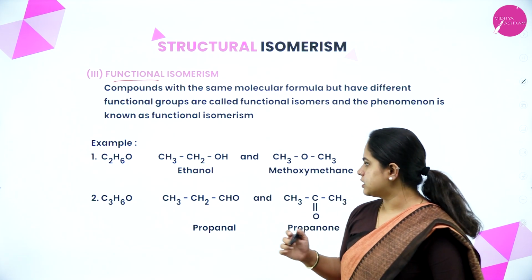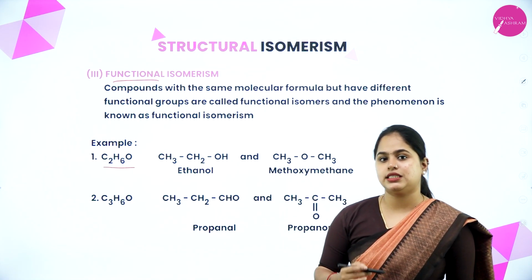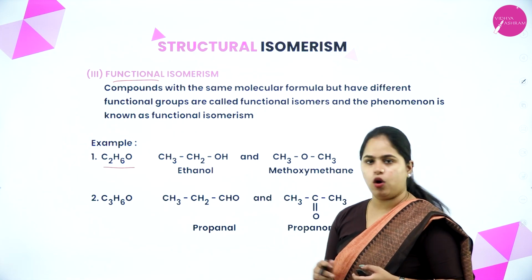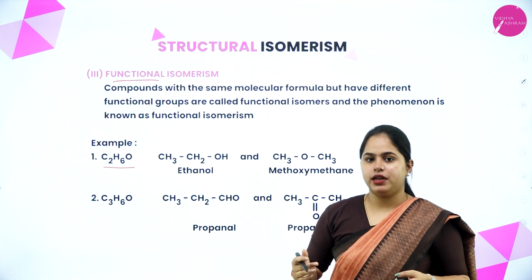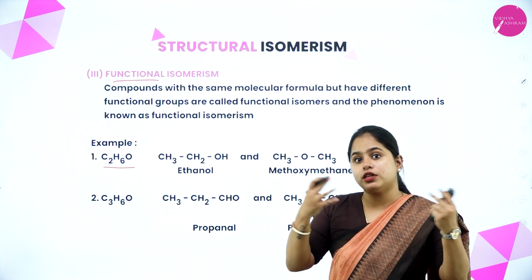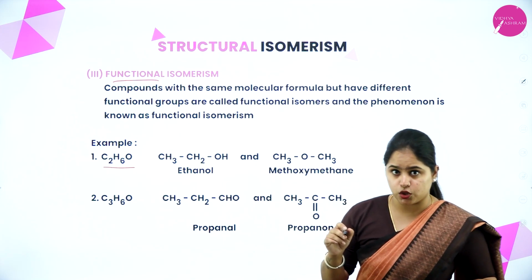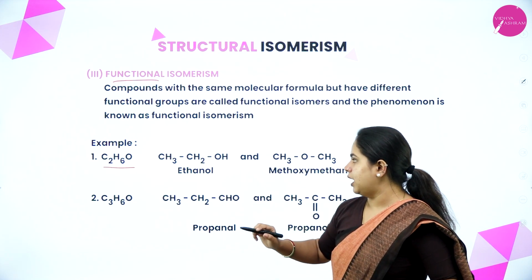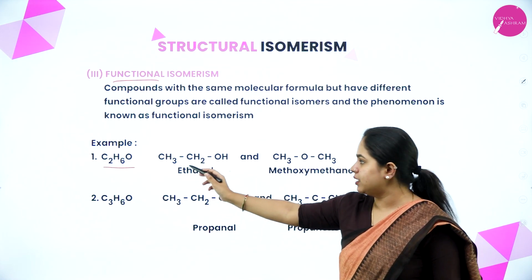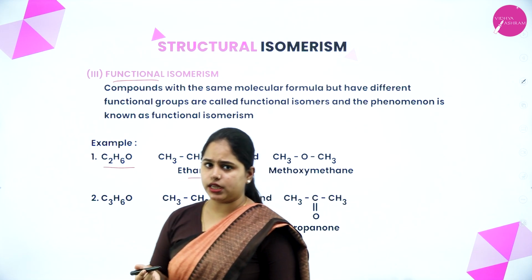How can this happen? Let's take the example. So the molecular formula is C2H6O. There are 2 carbon atoms, 6 hydrogen atoms and 1 oxygen atom. The molecular formula is same, but the arrangement of the atoms will be different, so that you get 2 functional groups. Let's see. So the molecular formula is C2H6O. So in the first example, as you can see, CH3, CH2OH. So it is arranged in this form, you get ethanol. CH3, CH2OH, it is ethanol.